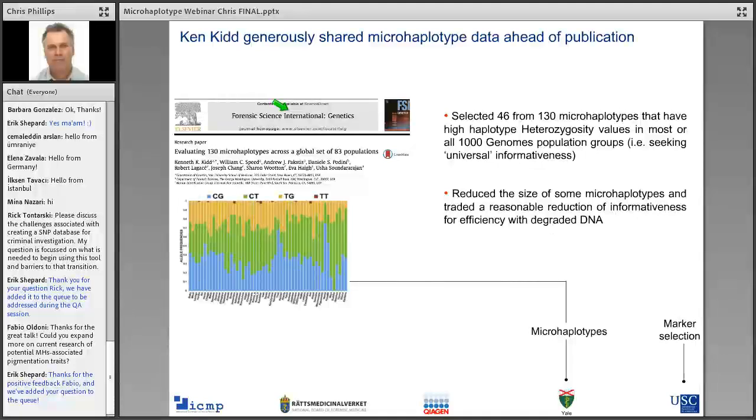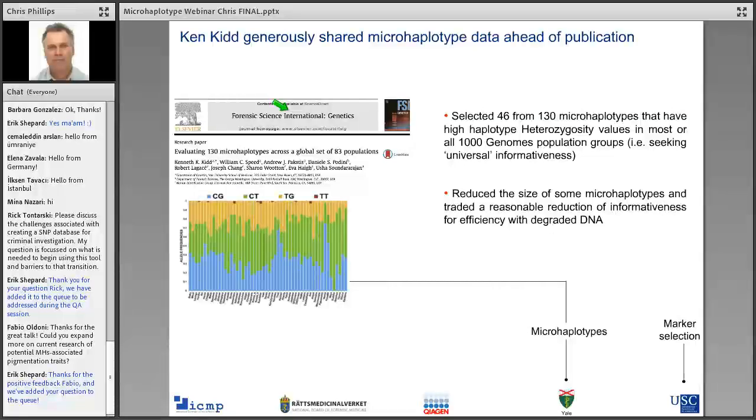So we selected 46. These have high heterozygosity values. In most, we use the 1,000 genomes population data because all their data is phased. Tom really wanted to have universal informativeness. Obviously, ICMPs reaches across the world, so it's important that they're equally informative for Africans, Europeans, East Asians, etc.